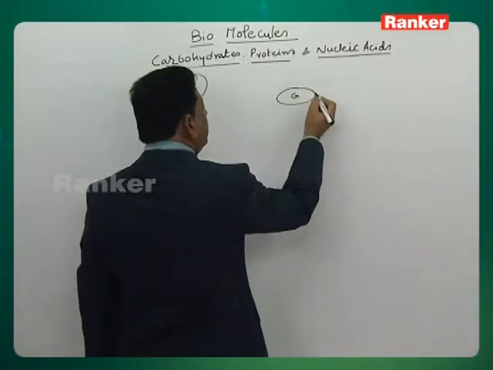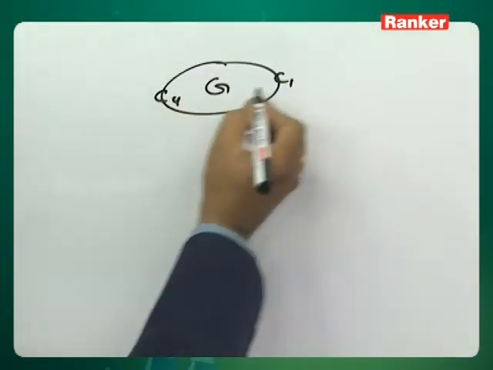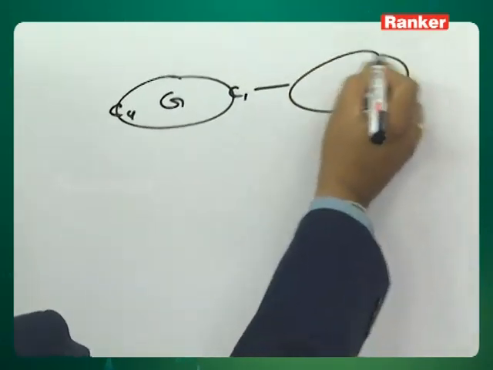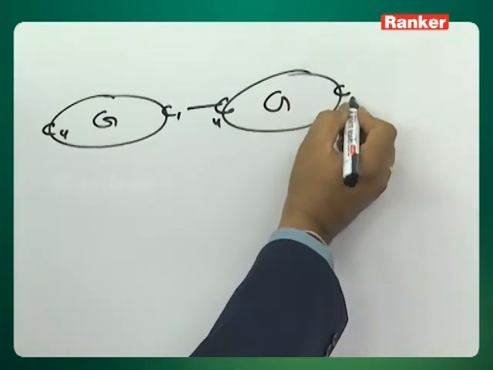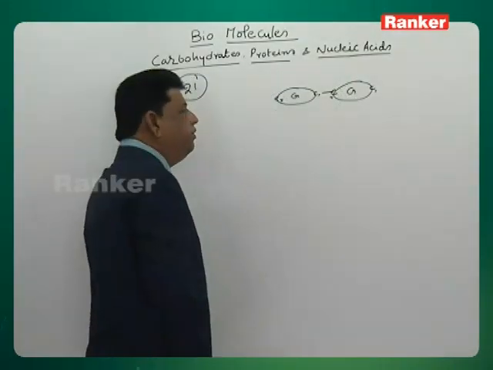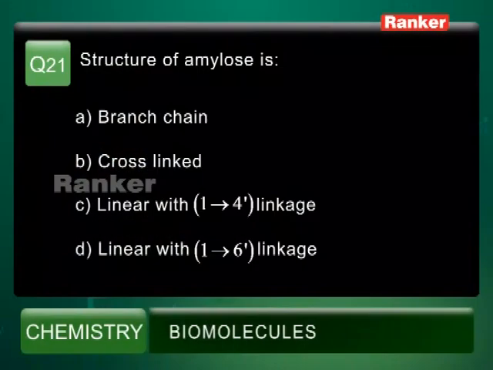In the carbohydrate, specifically glucose, the first carbon and the fourth carbon are linked. Another glucose is taken like that, with the fourth carbon and the first carbon linked. So C1 and C4 are linked, a polycarbohydrate, a polymer of the carbohydrate. Therefore, answer C will be the right answer.